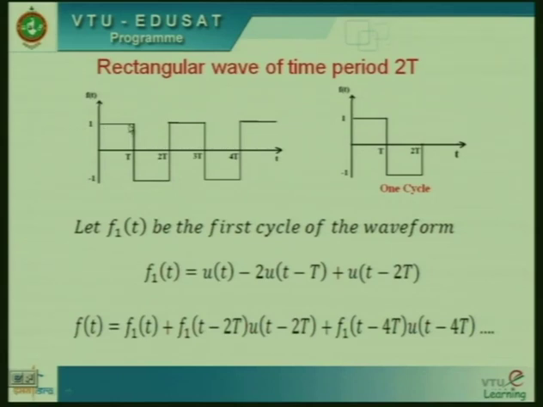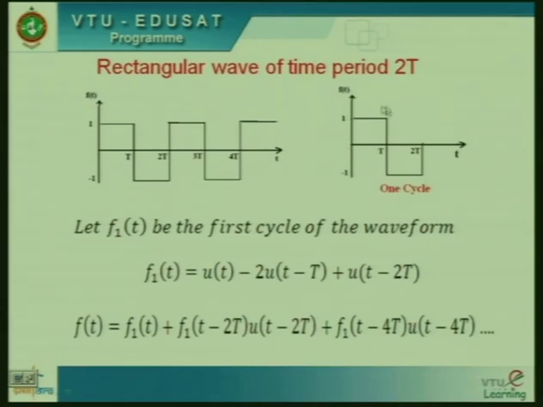Now, the period is the part of the waveform which repeats itself. So, if I just draw the first cycle of the waveform, I have just drawn the first cycle. The first cycle of the waveform has a magnitude of 1 between the time interval 0 to T, it has a magnitude of minus 1 between the time interval T to 2T, and it has a 0 value for time t greater than 2T. So, now let us see how to write the equation for the first cycle of this periodic waveform.